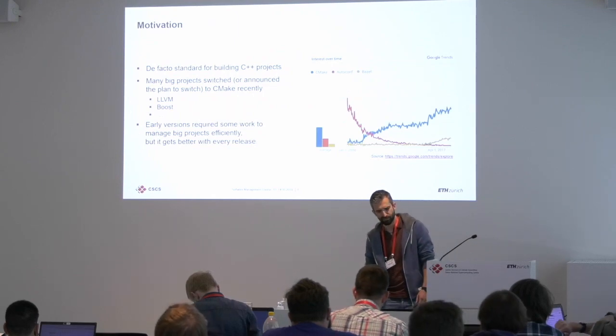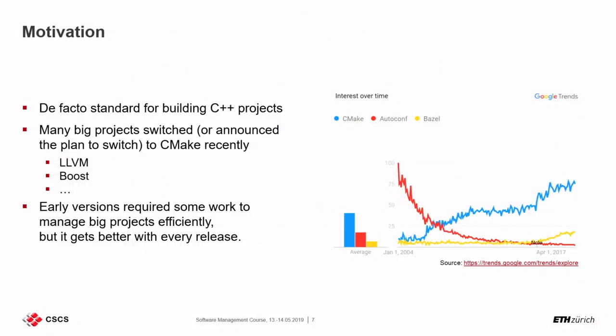Now, why should you actually use it? I think it's fair to say that CMake is a de facto standard for building C++. If you look at new projects, you will most likely see that they are using CMake. And many big projects are using CMake as well. For example, LLVM changed to CMake quite recently. I don't know exactly when. Boost has a plan to move to CMake, even though for a long time they had their own build system.